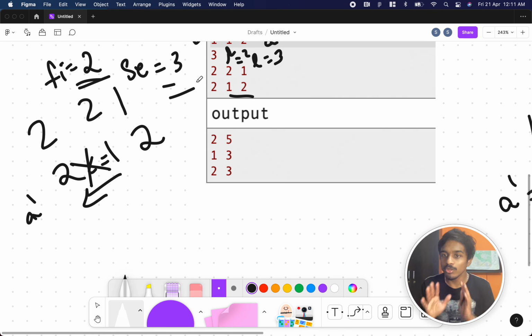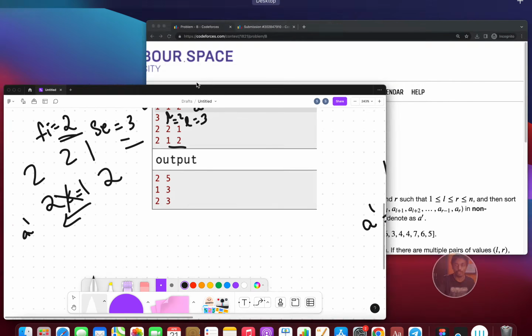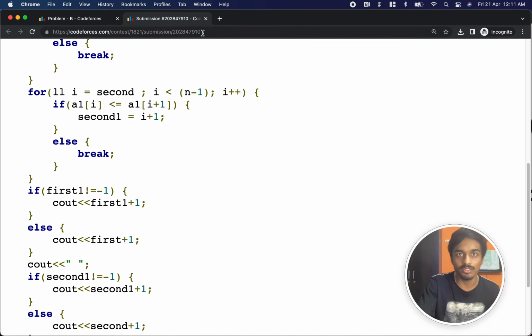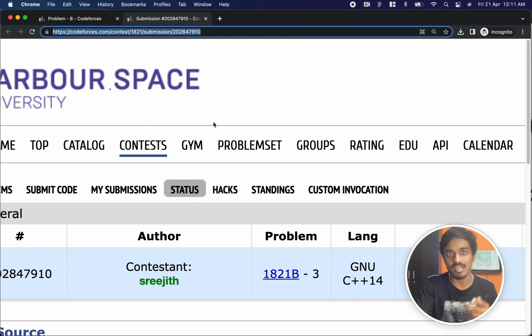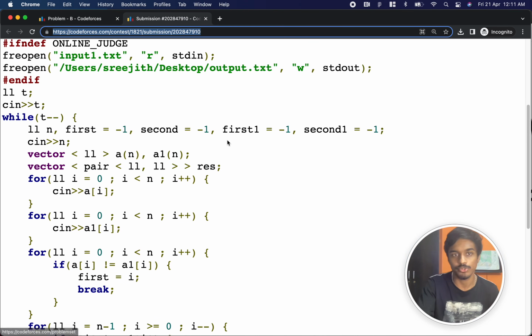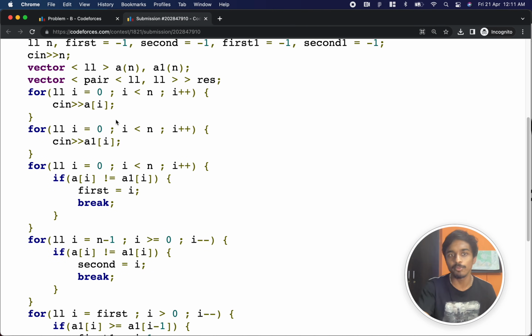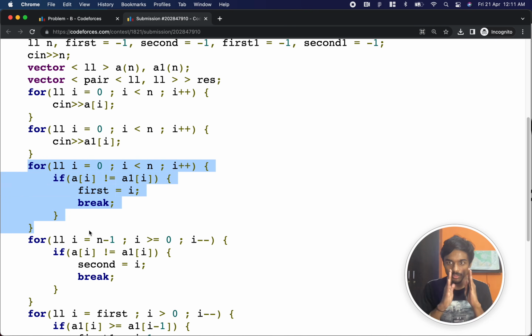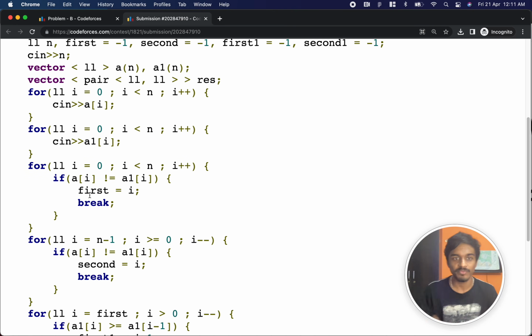I'll show you the code. Then I hope you will be able to understand it. So this is the code, this is a submitted solution, so you can just have a reference. I'll attach it to the description also. So what I'm doing is, initially I'm getting A of I value and A dash values. A dash I'm telling as A1. Now what does this code do? I'll just come from the left, and whenever I see a mismatch, I understand that that could be an L value. So I am keeping first as index I.